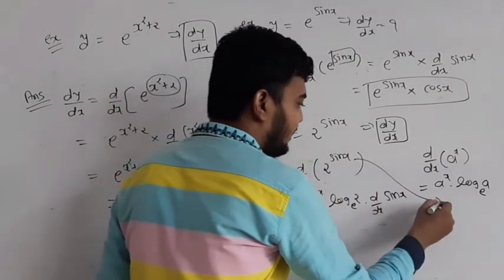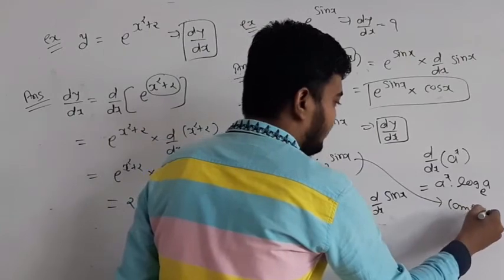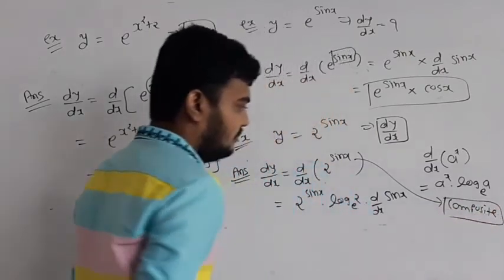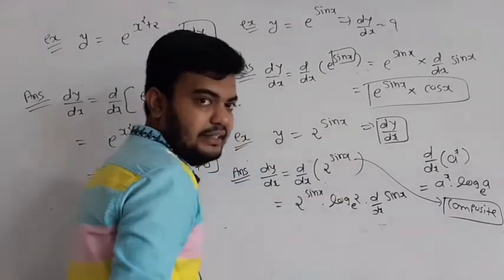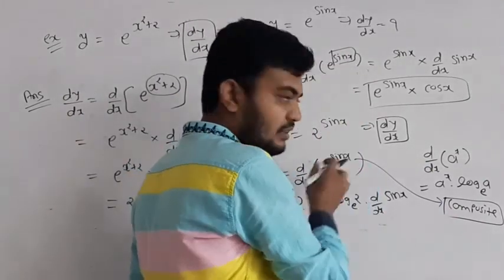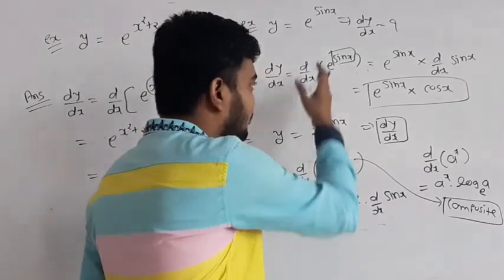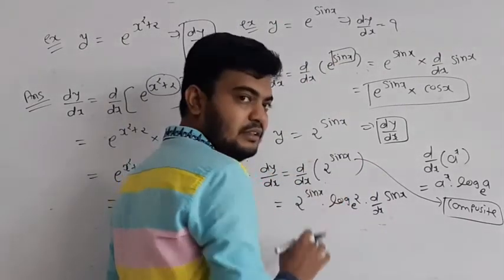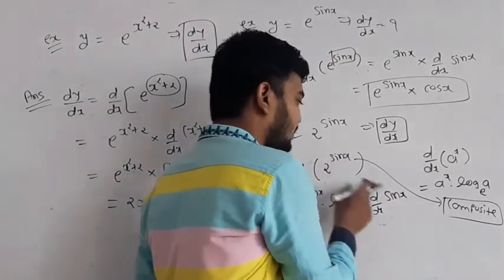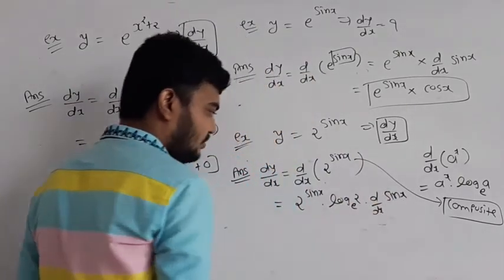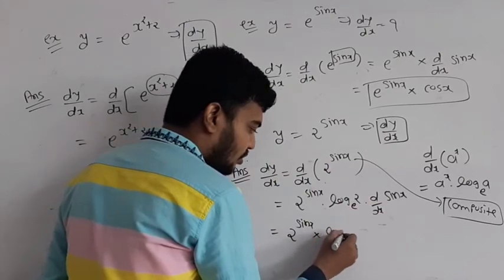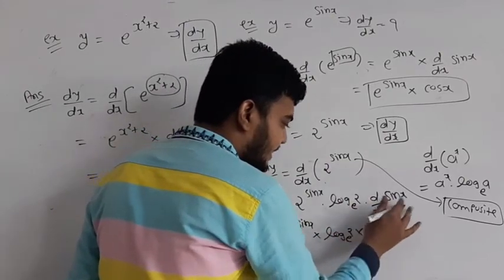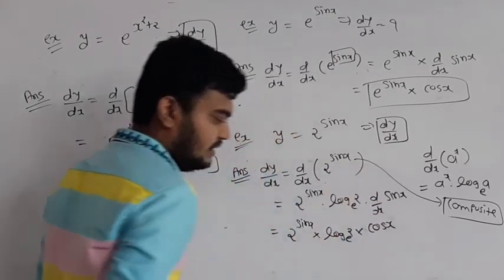Here it is a composite function. So here it is not x, it is another function instead of x. Same as before, if there is another function instead of x, then the derivative of this function remains. So d by dx of sin x remains. So the final answer is 2 raised to sin x cross log 2 base e cross d by dx of sin x, which is cos x.